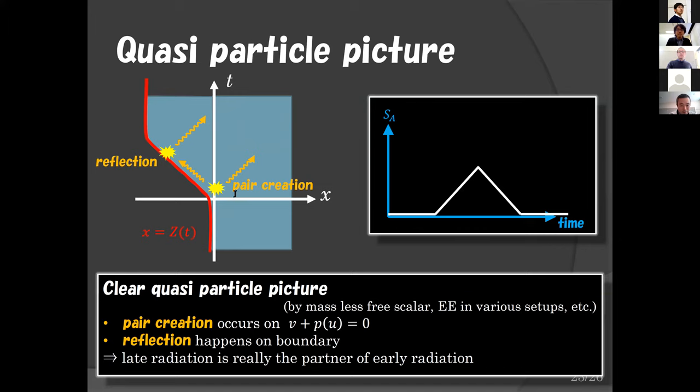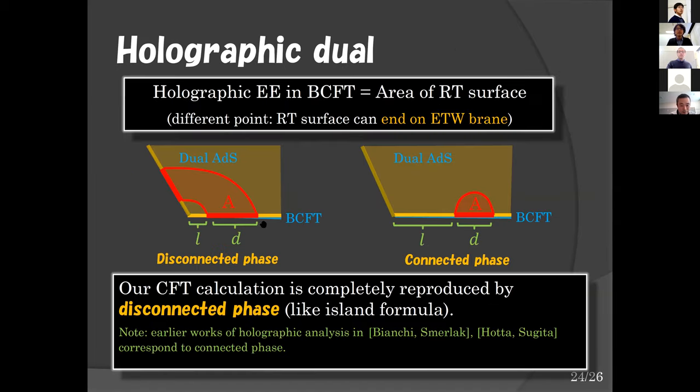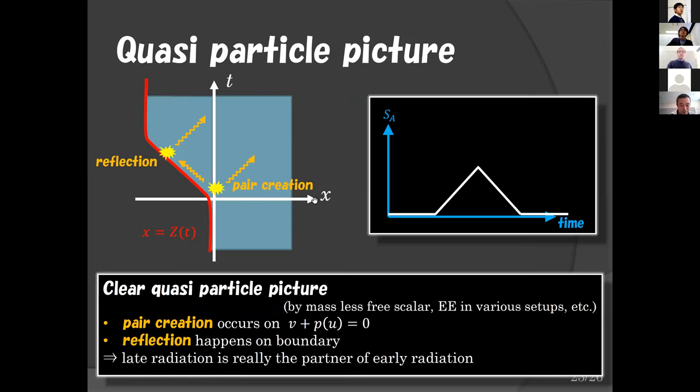What happens is that the pair creation occurs on a particular line that is described by this equation. And this is the early radiation, and the late radiation is just the radiation reflected by the boundary like this. So we can say that the late radiation is just the reflected pattern of the early radiation, the reflected pattern of this EPR field. I can say that we have a clear cross particle picture.